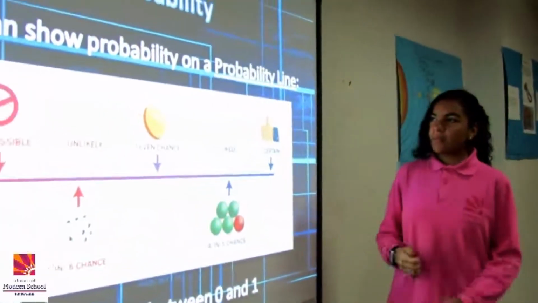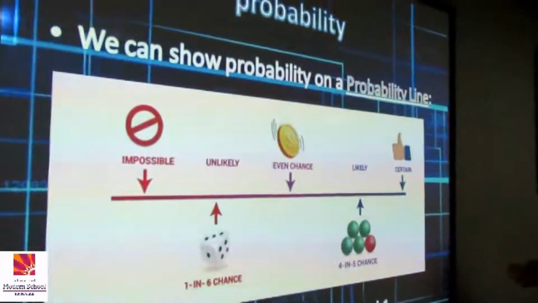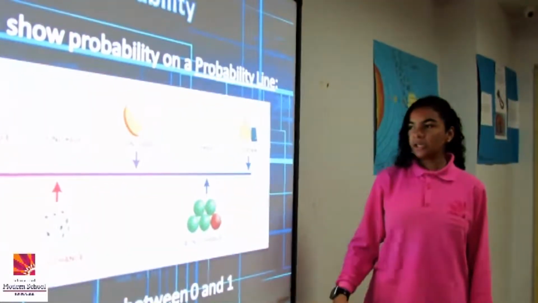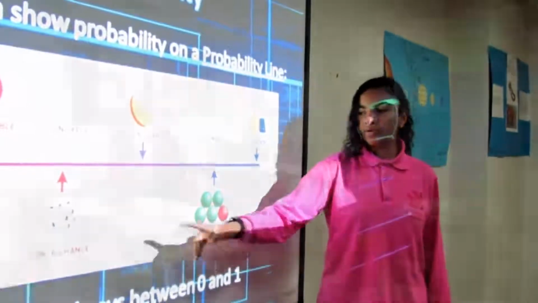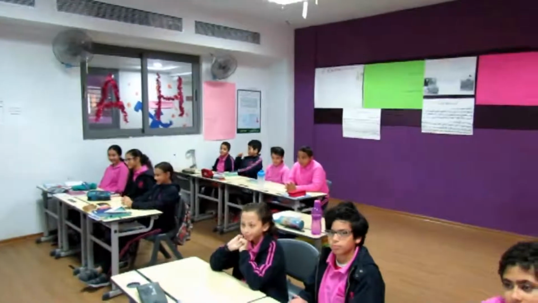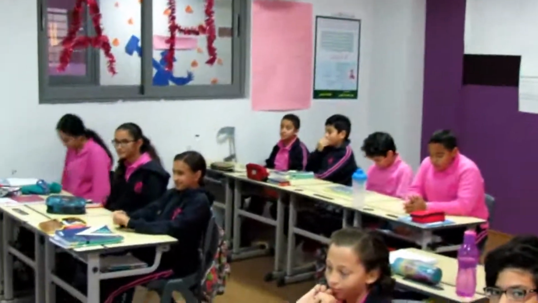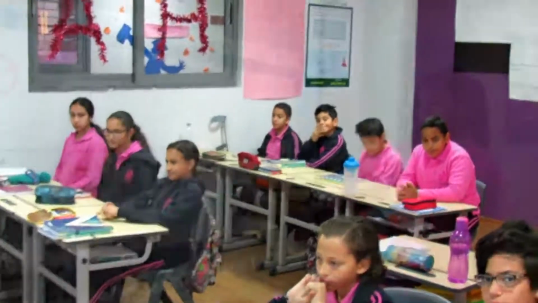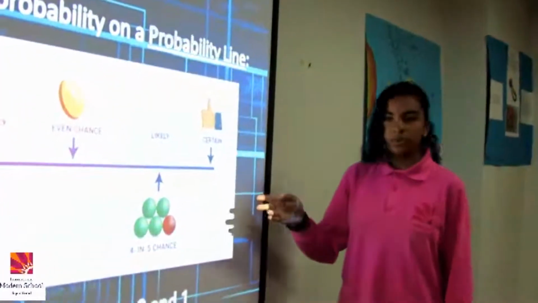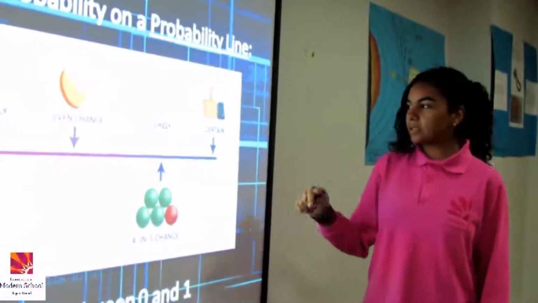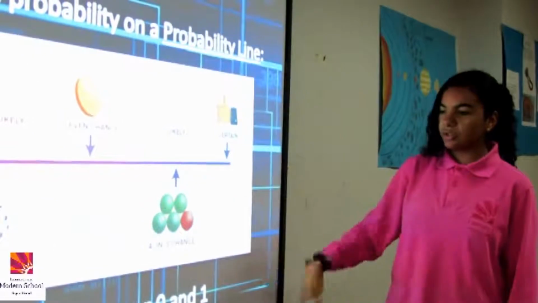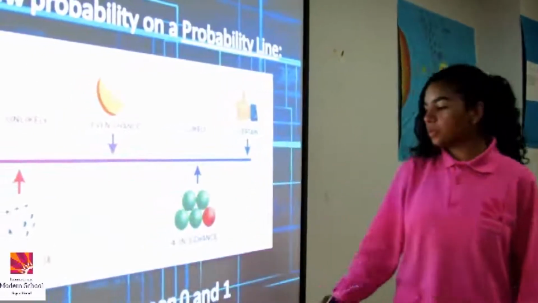Probability. We can show probability on a probability line. If he asks you about landing on 7 on a die, that's impossible. If he asks you about a 3, there's only one face of 3, so it's 1/6, unlikely. In a coin, half and half, even chance. If there are a lot, 4 green and only 1 red, that's likely. If he asks you about science, the sun sets in the west direction, so that's certain, it's going to happen. Probability is always between 0 and 1.